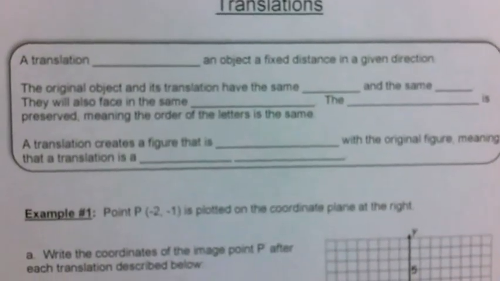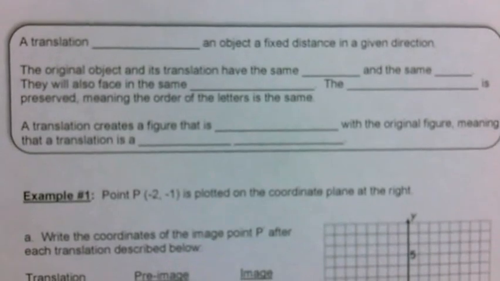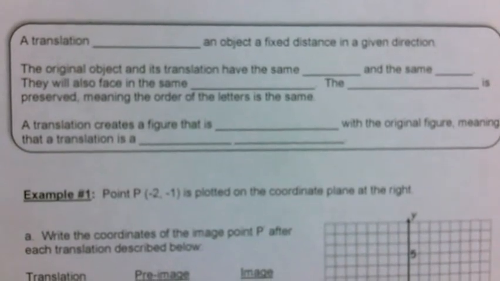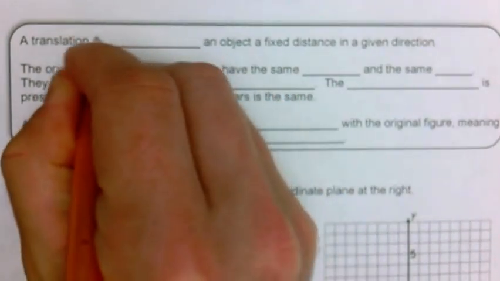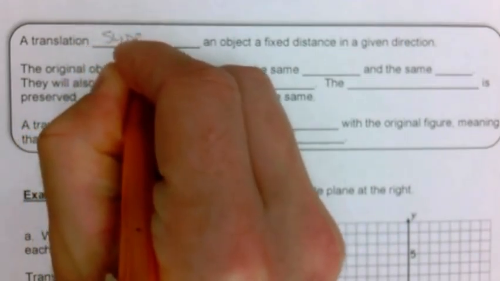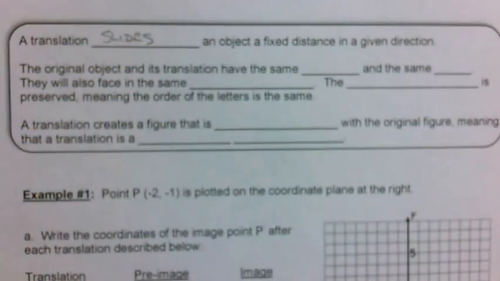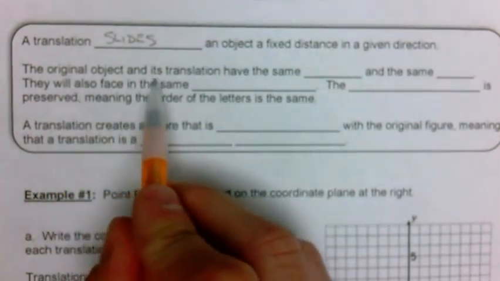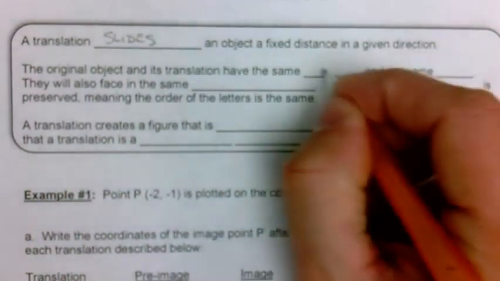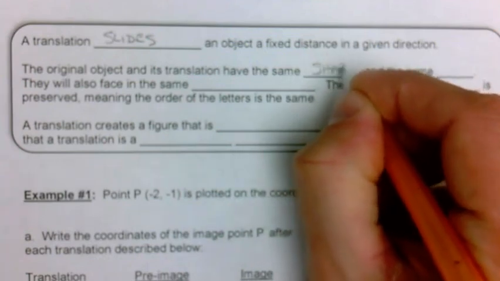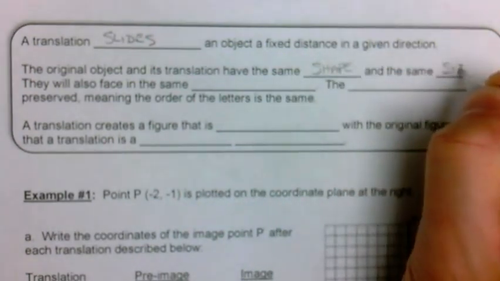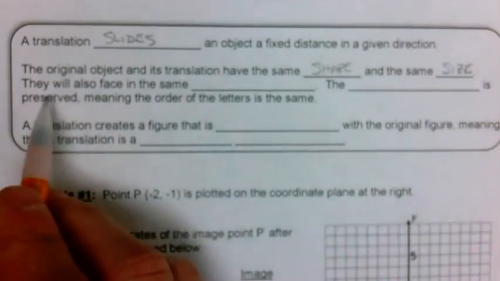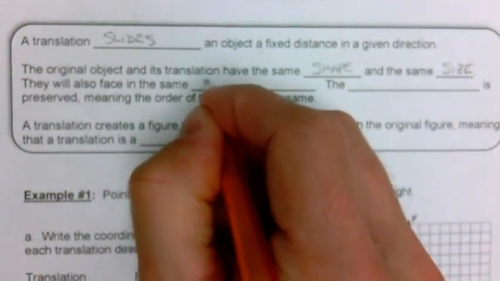In this video, we're going to be looking at geometric translations. A translation slides an object a fixed distance in a given direction. The original object and the translation have the same shape, and they also have the same size. They will also face in the same direction.